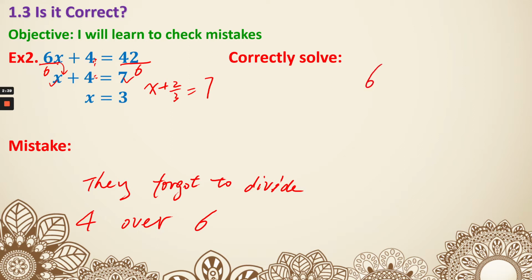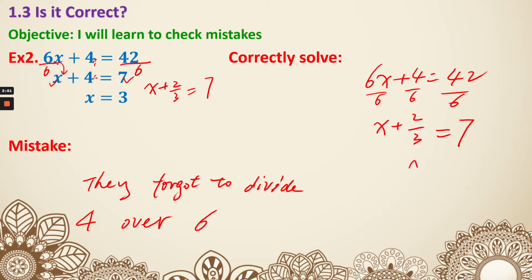So now let's correctly do it. I'm just going to do the same procedure the person had. So I'm going to have divided by 6, divided by 6, divided by 6. So x plus 2/3 equals 7. Subtract 2/3 on both sides. X equals 6 and 1/3, which is 19 over 3. That's example 2. The mistake again is right here.